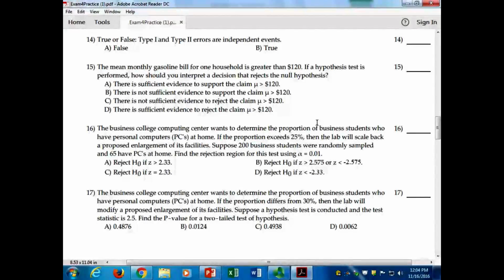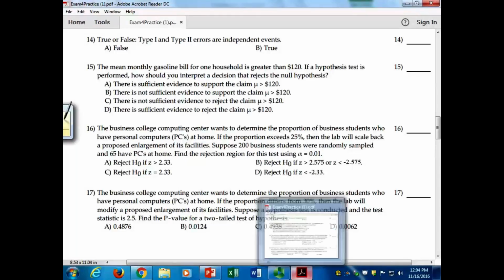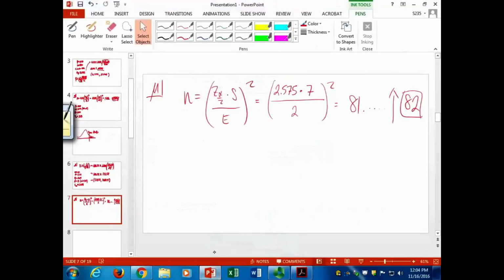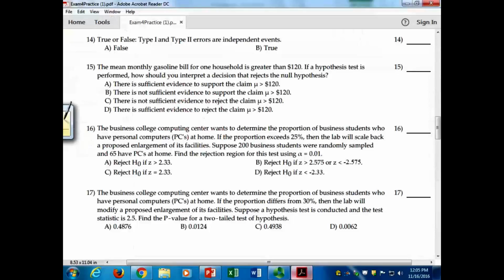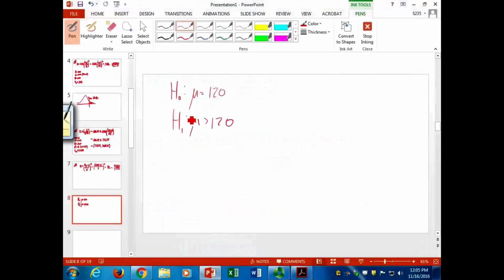So if you're trying to show that the mean monthly bill is greater than 120, what would be your null hypothesis? Yeah, the null would be, you all remember our nulls have to be equal. So if we were trying to do this hypothesis test, this is the only way we could set it up, right? The null always has to be equal to. So if we're trying to prove it's more than a number, we have to assume it's equal to that until we can prove otherwise.